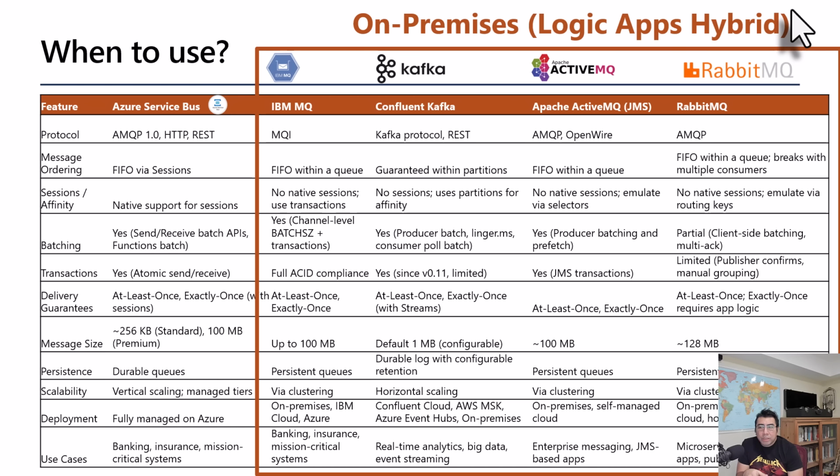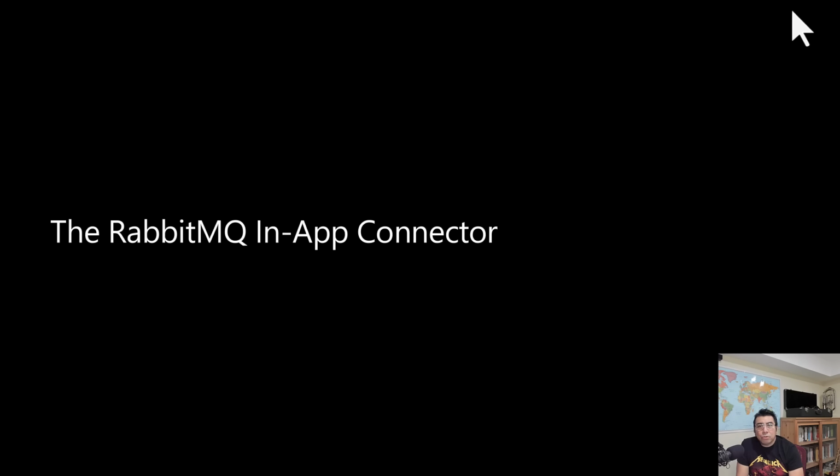So with this, we believe that we are providing the right messaging alternatives for customers that are looking to implement their messaging patterns on premises. And this is important also in the context of other offerings that we will be shipping very soon in the product. Now, let me show you the RabbitMQ in-app connector.